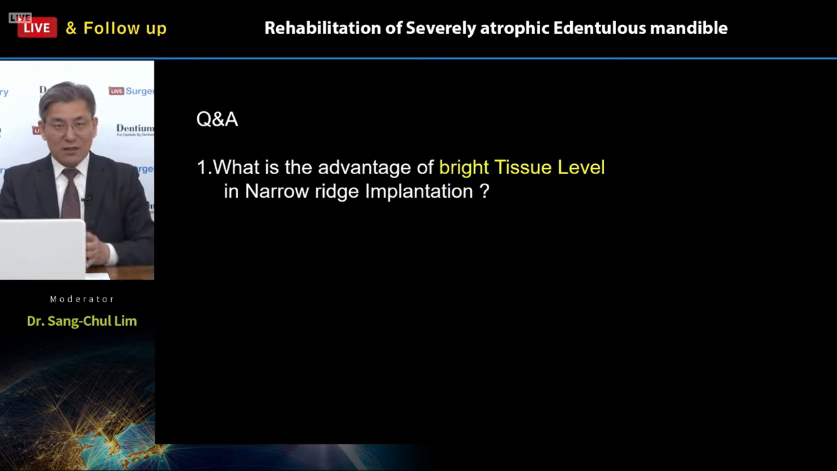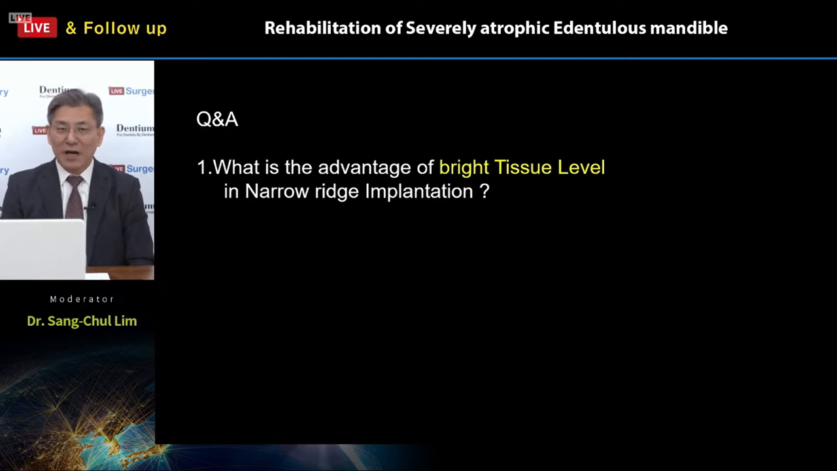That is why Dr. Zhang selects the bright tissue level on the narrow ridge, especially like today's patient, the very narrow, knife edge style mandible posterior area, right? So you can try this bright tissue level, especially on the strictly narrow ridge with the knife shape style. A narrow ridge is a good candidate for using the bright tissue level. It is my opinion and also from my experience. Thank you for the good question.